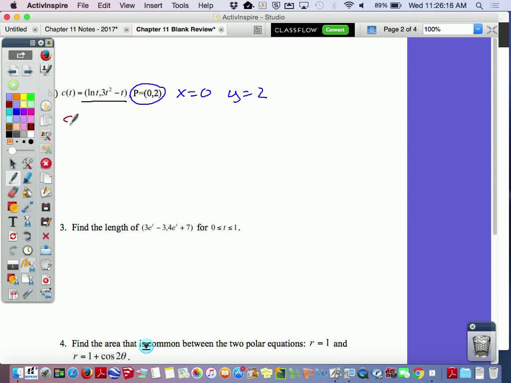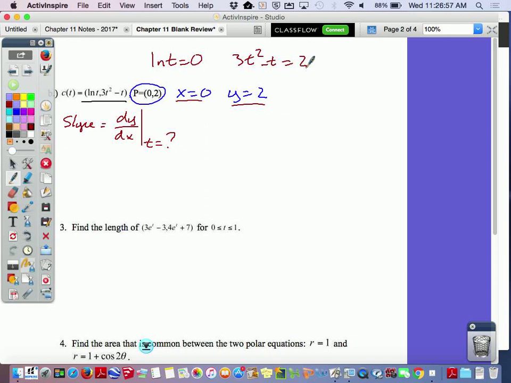Our slope, again, we're looking for that dy/dx at our t value. But what is our t value? And that's the piece that's different about this. We now have to use our values for x and y and our equation to solve for t. So if we know this is the point, then that means that our x coordinate, ln of t, equals 0 at some value of t, and 3t squared minus t equals 2 at some value of t. So I need to actually solve these and then make sure it's the same t value.